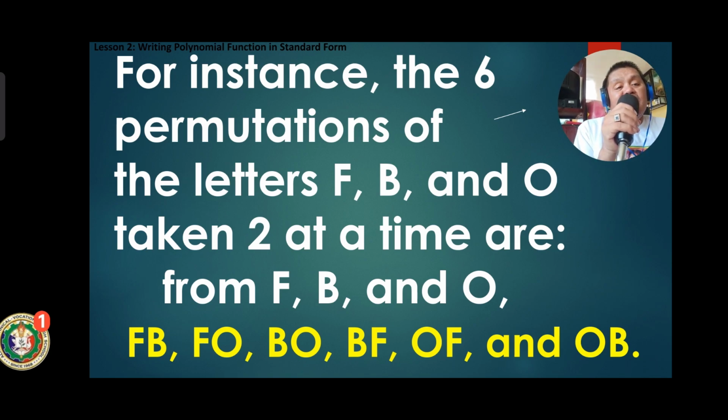We have F, B, and O, taken 2 at a time. So duha lang atong gamiton arong maghimutag pair from the letters F, B, O. So we have one pair is FB, next is FO, next is BO, next is BF, then we have OF, and finally we have OB.